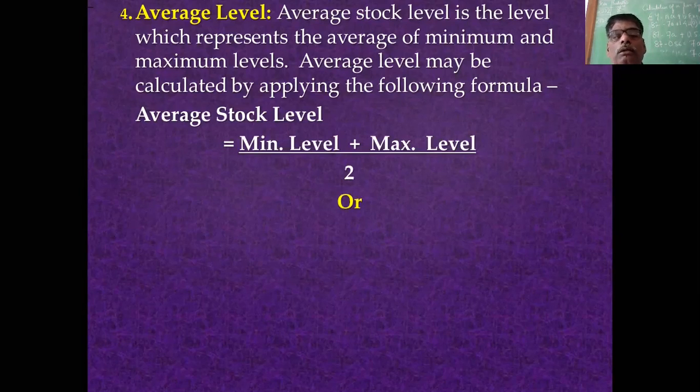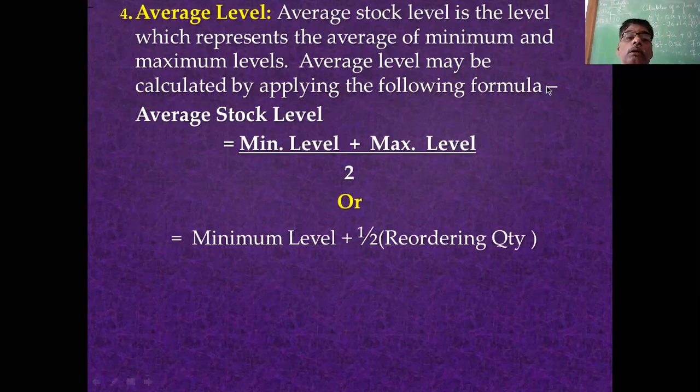Or one more equation is there. Average stock level is equal to minimum stock level plus half of EOQ, economic order quantity, or reorder quantity, half of ROQ. Minimum stock level plus half of EOQ. These are the 2 equations for average stock level. On the basis of available information, you apply the equation. If first equation information is available, you apply the first equation. If the first equation information is not available, then you follow the second equation.